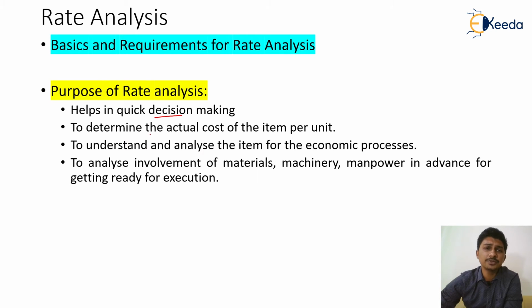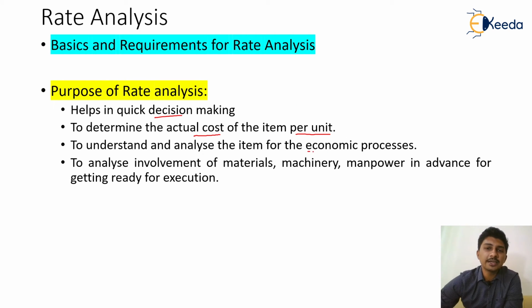Next one, it is used to determine the actual cost of the item per unit. So as we have discussed, suppose the brickwork is to be done, and for the brickwork I know I need a mortar, and for mortar I need cement and sand and water, and bricks are the main components of the brick masonry, right? So for the brick masonry, calculate the rates of every unit item that is involved in that brick masonry.